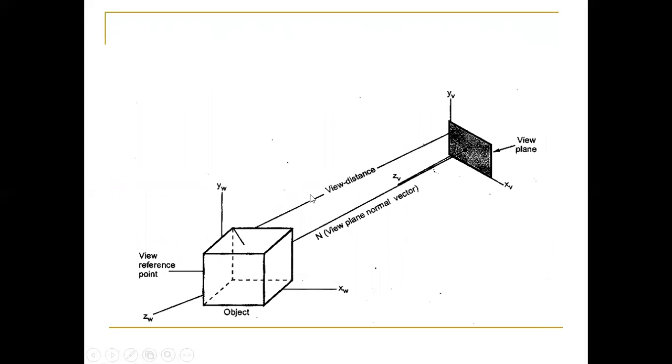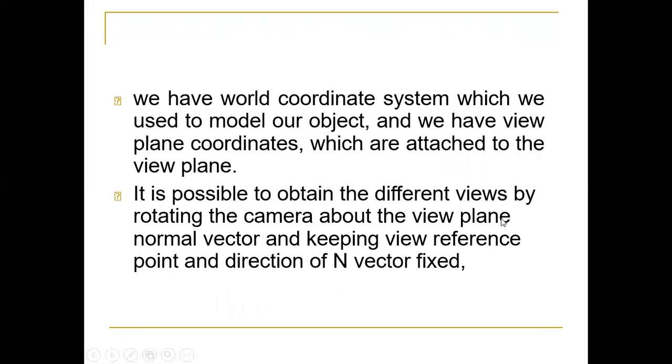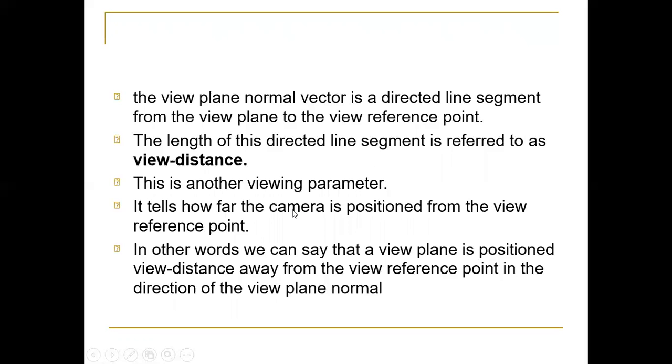If the camera is very near, say for example somewhere here, that means the distance between the view reference point and the view plane is less. If the camera is placed at a very far position, then the distance between the view reference point and the view plane is very large. So this is view distance. It tells how far the camera is positioned from the view reference point.